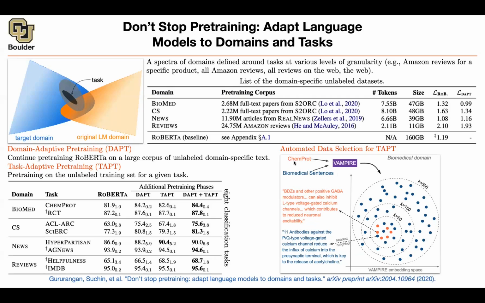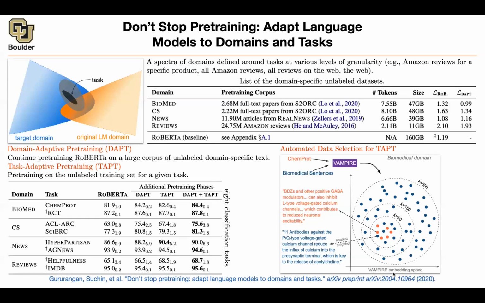So you have biomedical sentences, you have ChemProt, and then you want to create a neighborhood. You want to increase the size of ChemProt using biomedical sentences data. You take those sentences, you vectorize them using VAMPIRE, and then now that you are vectorized, you can measure the distance between two vectors.